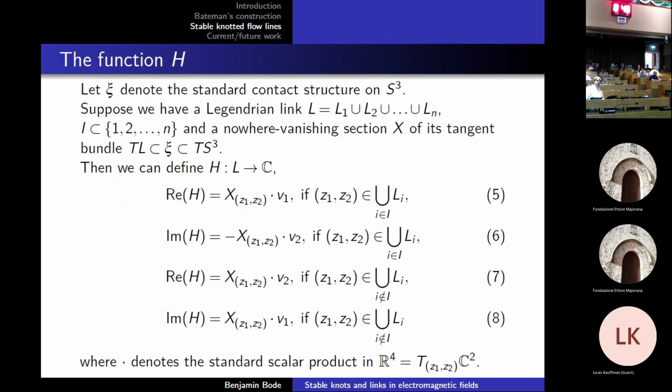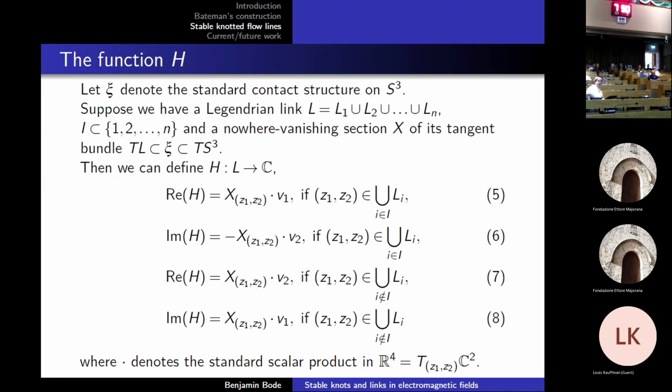And the first thing we need is to define a certain function, which will be a stepping stone towards this holomorphic function small h. So we have the standard contact structure, we pick a Legendrian link, and we also pick a nowhere vanishing section of the tangent bundle of the link. And because it's Legendrian, this tangent bundle lies inside the contact planes. So then we define a function which takes values in the complex numbers, and it's defined on the link. The tangent vector lies in the contact plane, and V1 and V2 form an orthonormal basis of the contact plane. So you can express the tangent vector in terms of V1 and V2, and this is exactly what you do. The real part and the imaginary part of H will be the coordinates of the tangent vector with respect to the basis. You do this for the electric components, and the magnetic components will be the rotated basis.